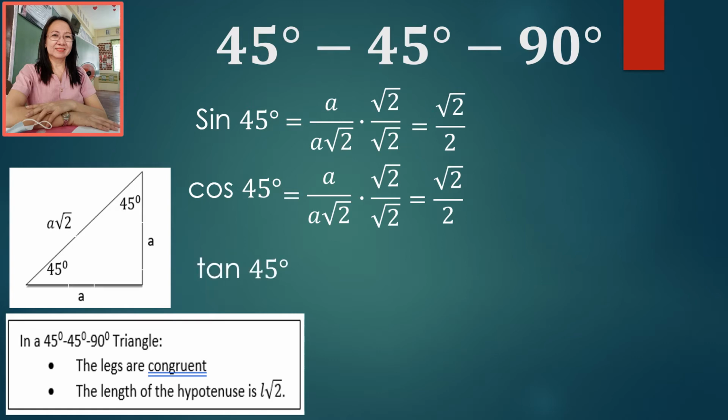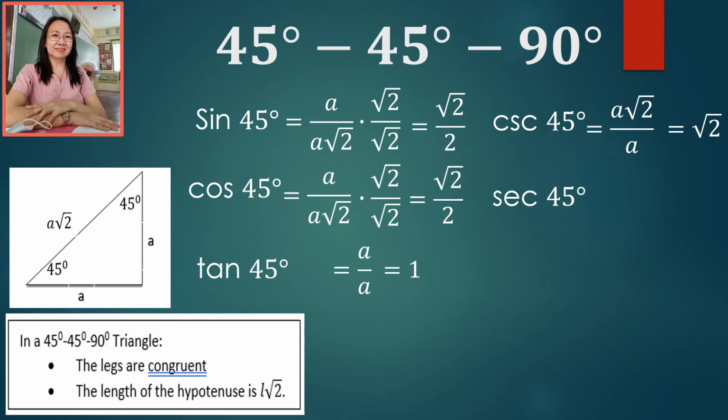Now for the tangent 45 degrees, which is described as opposite over the adjacent, of course we will arrive at A over A. So the value of tangent 45 degrees is 1. For its reciprocal, let us have the cosecant 45 degrees. So we have the hypotenuse, A square root of 2, over the opposite, which is A. So we can cancel A over A, which is 1, then times the square root of 2. Therefore, cosecant 45 degrees is square root of 2.